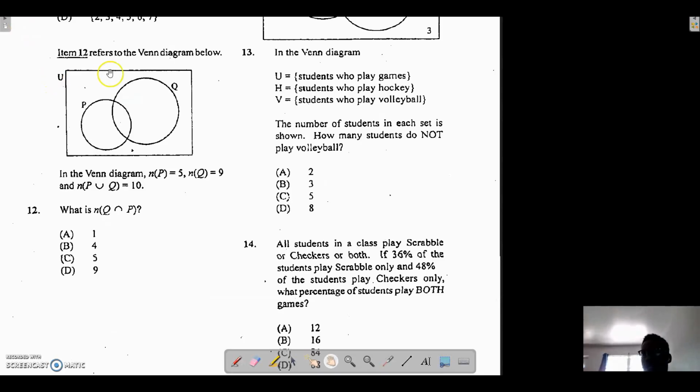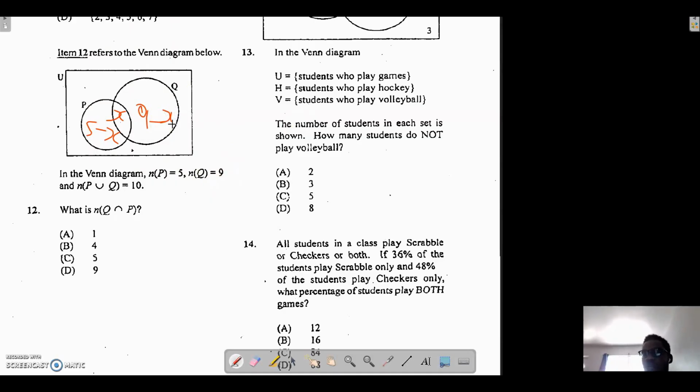Moving to question 12, which refers to the Venn diagram below. It says, in the Venn diagram, the number of elements in P is equal to 5. The number of elements in Q is equal to 9, and the number of elements in P union Q is equal to 10. So, whenever what they want is the intersection, which we don't know, we can always call that something. Let us call it X. The number of elements in P would include the intersection, and the total is 5, so this is 5 minus X. Q would be 9, and so this would also be 9 minus X, because Q does involve the intersection.